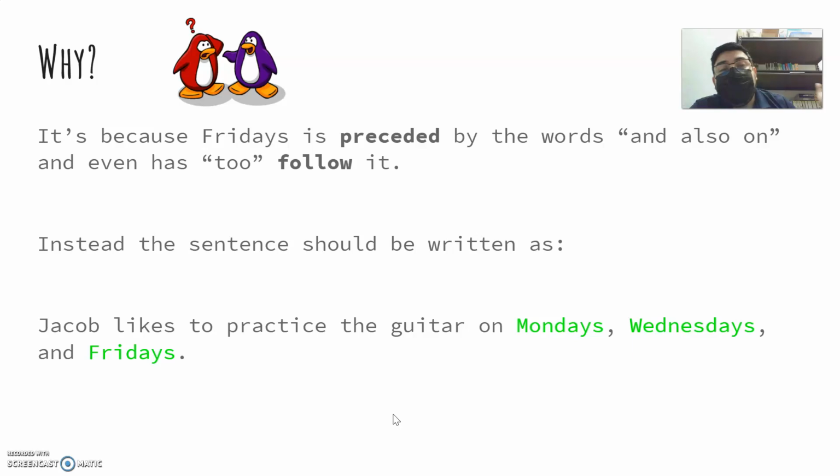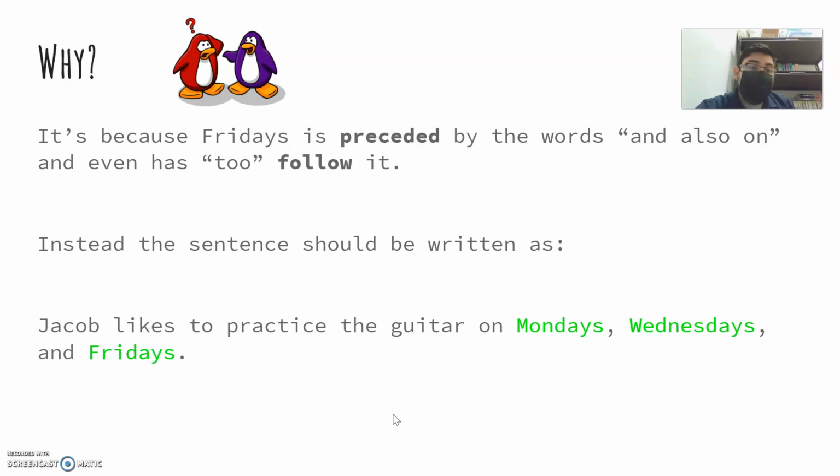It's because Fridays is preceded by the words "and also on," and even has to follow it. All right, follow means coming after, and precede means coming before. I want you to start trying to use those words when writing your essays. Use some fancy words. You've got to sprinkle them into your essay. It's going to make you look real nice.